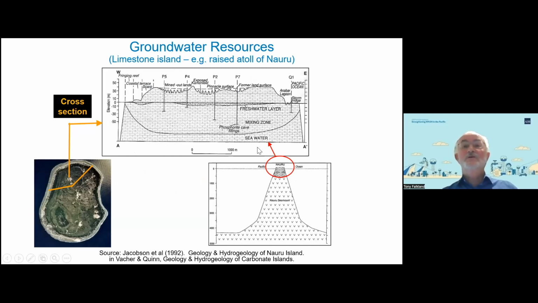This slide just shows a cross-section through an island such as Nauru, with the limestone capping on top of a volcanic structure. On the very top of the island above sea level we have limestone, and below, a very thin freshwater zone in some parts of the island.